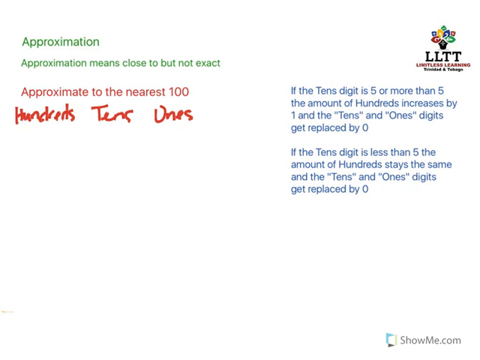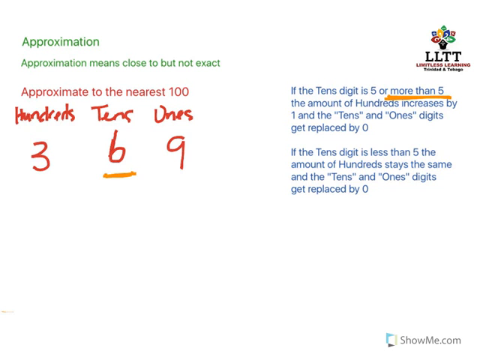So our example is we have 369, and we want to approximate this to the nearest 100. Now again, we have 3 hundreds, 6 tens, and in this case we have 9 ones, and we want to look at our tens value. Our tens value here is going to be 6. 6 is more than 5.